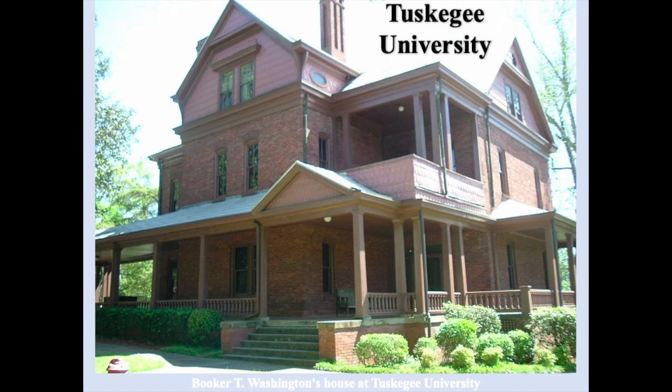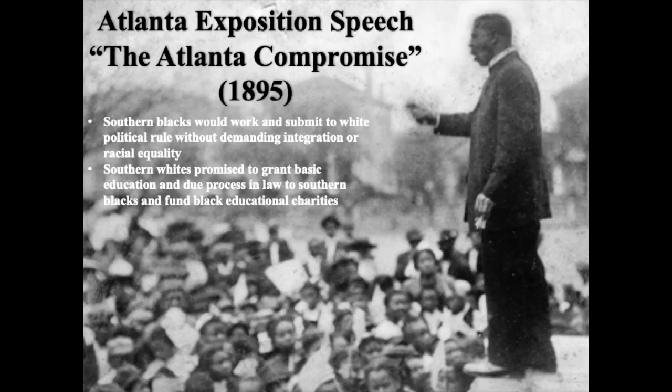In fact, Booker T. Washington delivers a famous speech at the Atlanta Exposition that often gets called the Atlanta Compromise in 1895. In the speech, Booker T. Washington essentially proposes a compromise with white authorities in the South. He offers the compromise and promises that Southern Blacks would work hard and would submit to white political rule, that they would not issue staunch demands to end racial segregation, and they would not demand immediate racial equality.